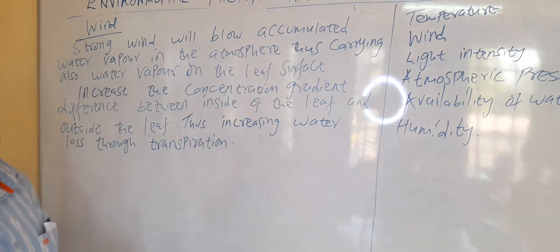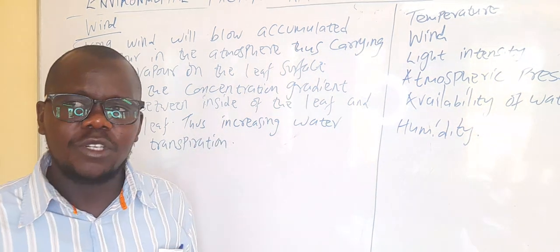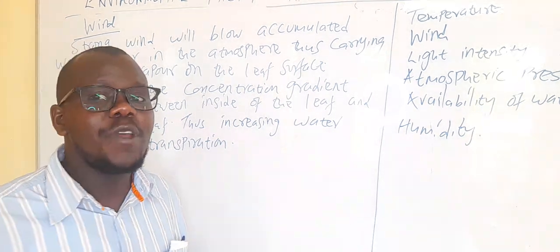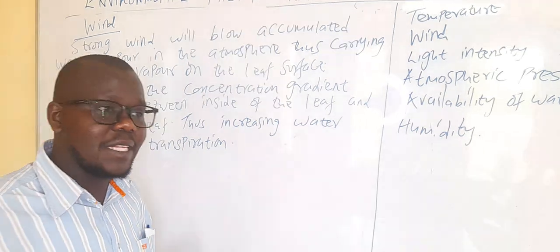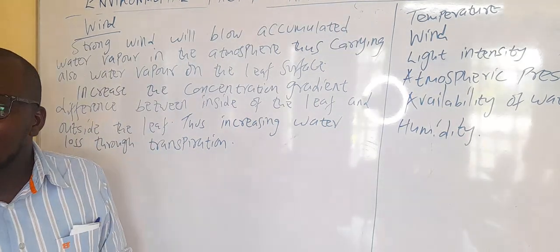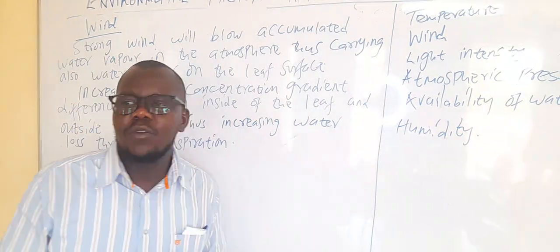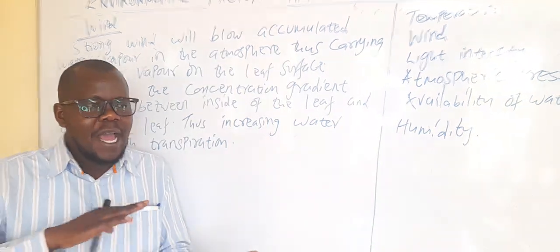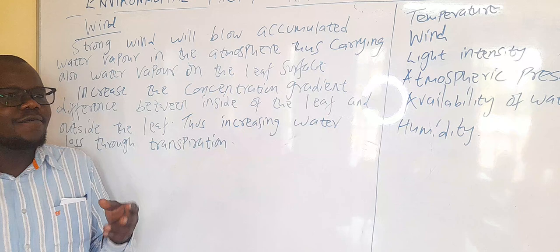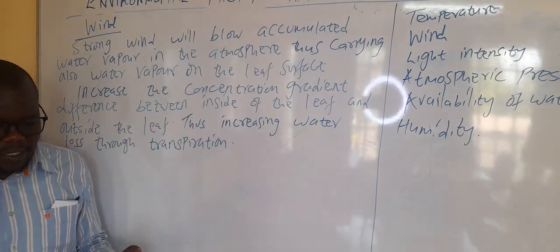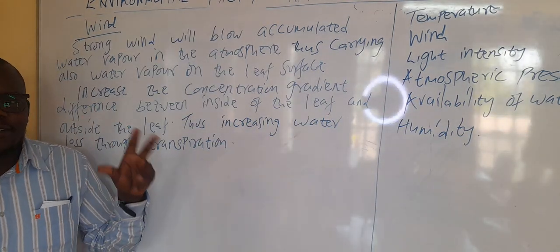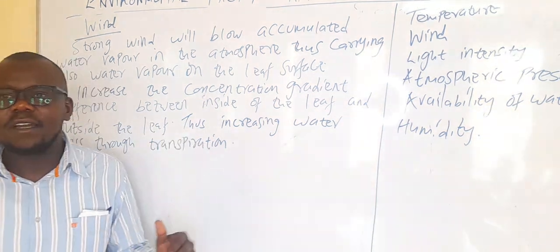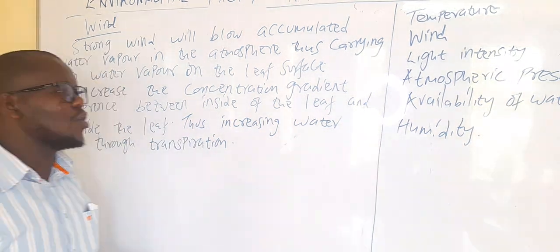For the wind, we can do it artificially using what? We can use a fan. As the fan is moving, with it will be carrying away the accumulated water vapor in the atmosphere. When it blows these accumulated water vapors in the atmosphere, and also that on the surface of the leaf, it will increase the concentration gradient difference between the internal leaf and the external part of the leaf, and this increases the rate of water loss.